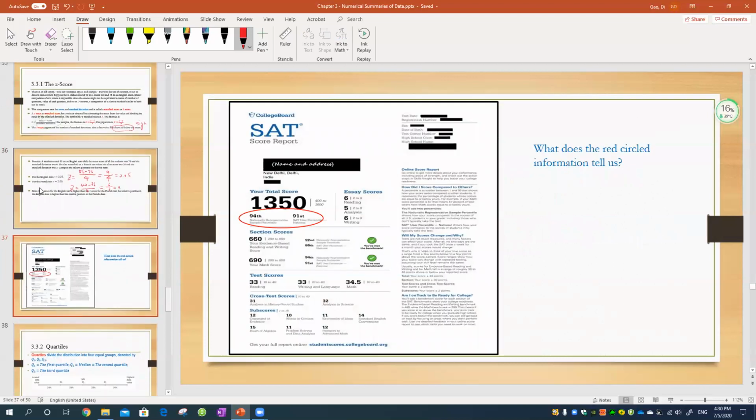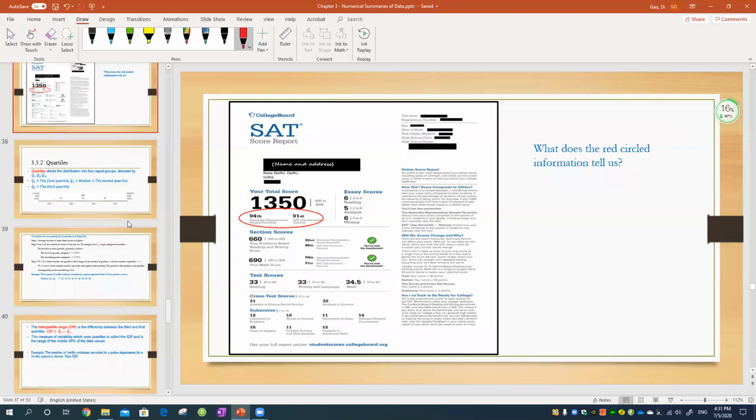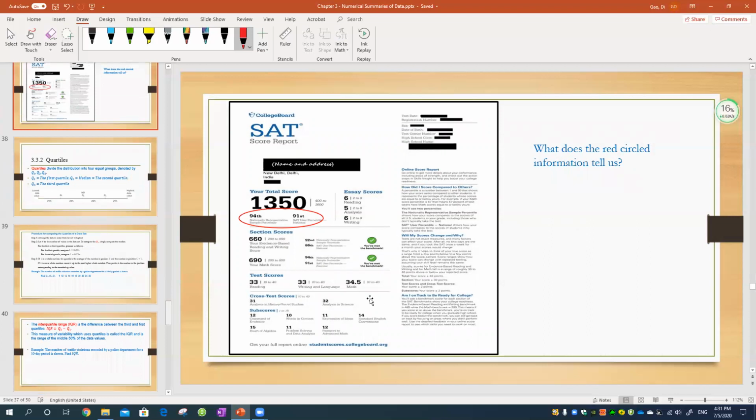Okay, so after we talk about the z-score, let's look at another piece of information. This is just a sample SAT result, and this student got 1350. If you look at the circle on the right, you see 94th here. So what's exactly the meaning of 94th? Everybody may already know that 94th means this 1350 is above 94% of the students. This is actually called a percentile.